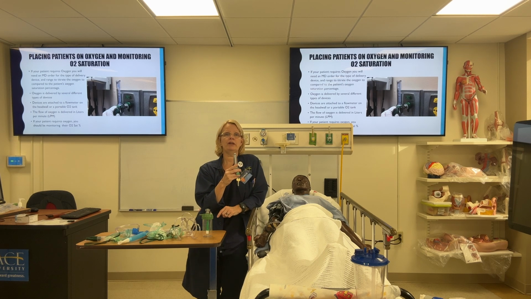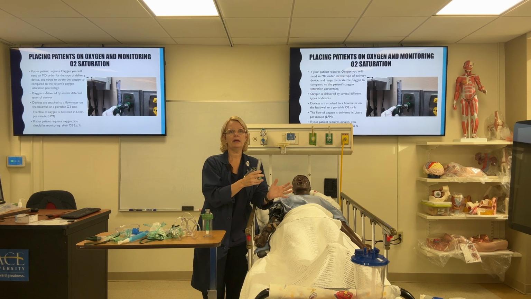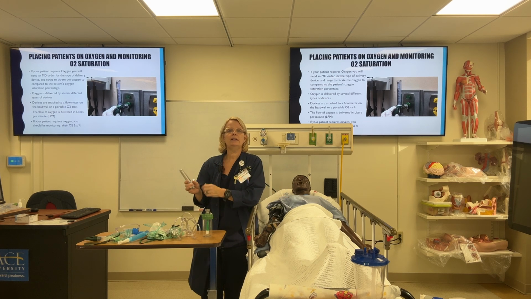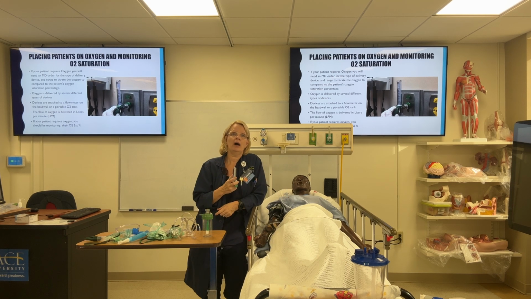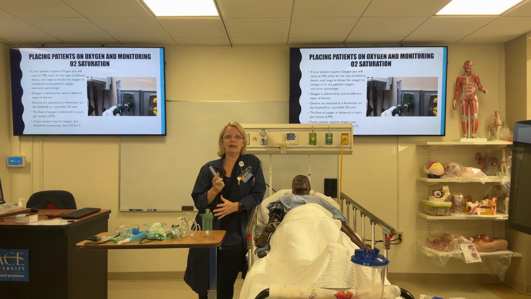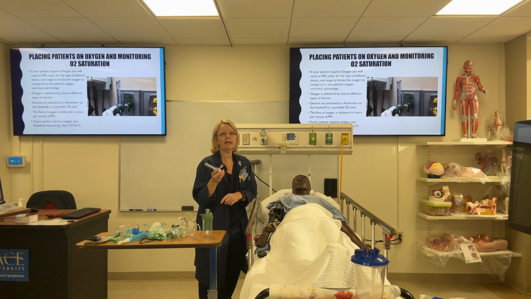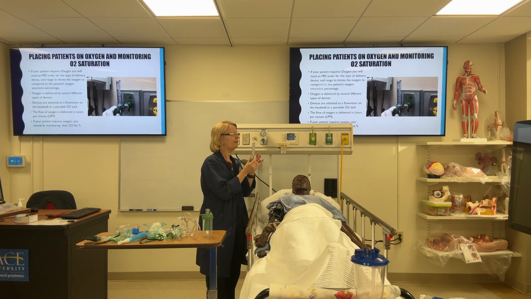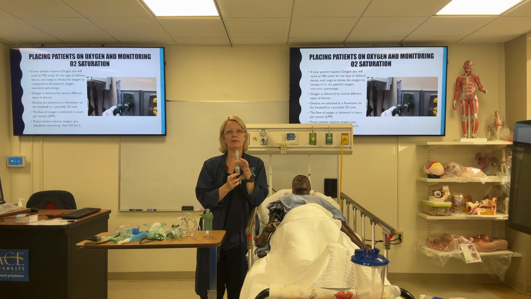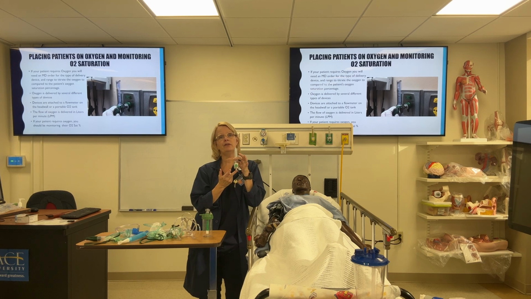So you'll see the abbreviation FiO2. And liters per minute can be calculated into how much FiO2 you're giving, or how much percentage, based on the device that you're using. So once, like I said, you get an order for oxygen, you've got the flow meter in the wall. You need to figure out what device you're going to put on the patient.